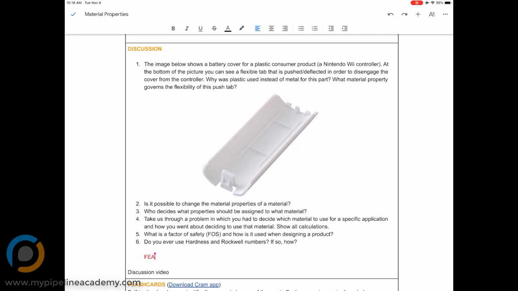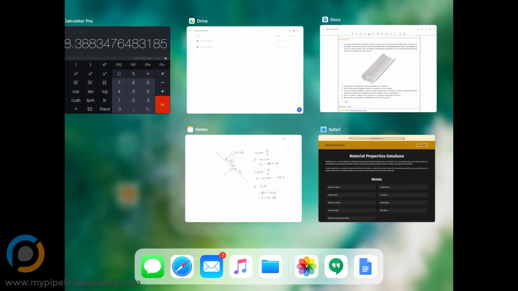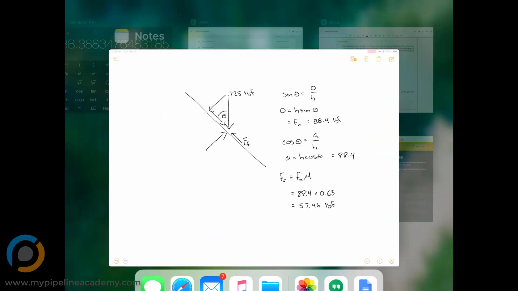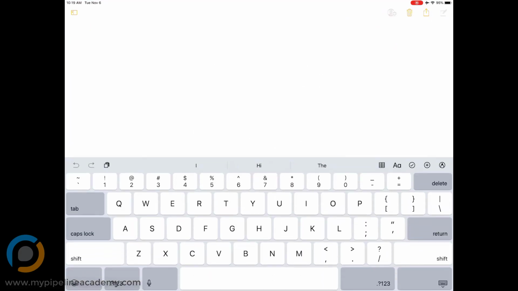Okay. All right, so number 4, take us through a problem in which you had to decide which material to use for a specific application and how you went about deciding to use that material. Show all calculations. Okay, so let's go into our, let's see. What about if we continue with the problem that we have at hand here with the cover? Which one was that? This right here, the cover for the Nintendo. For the bending. Okay. So that would be calculating a bending stress, which is just a little bit more complex than the one I have in mind.